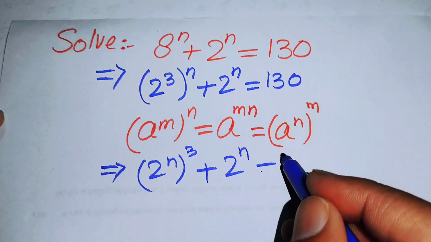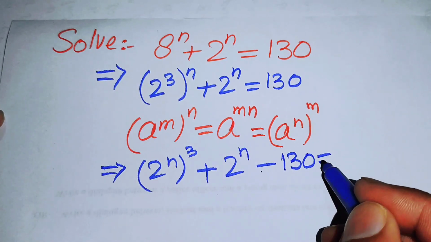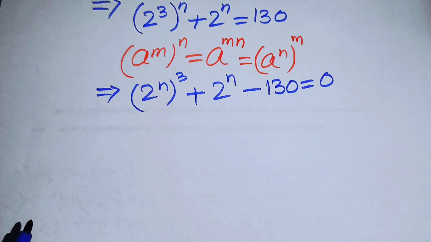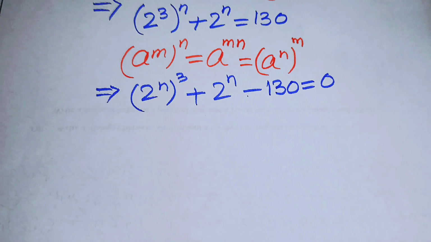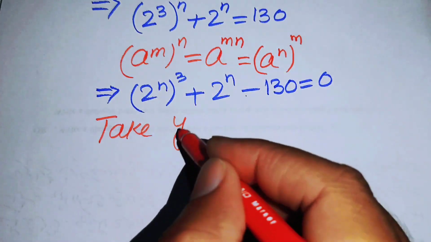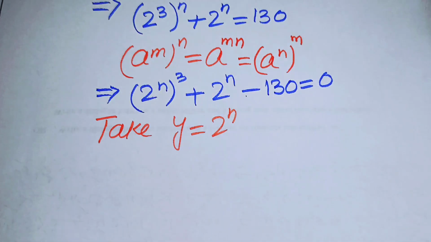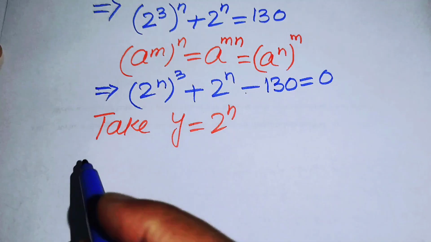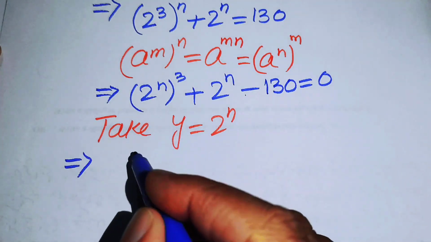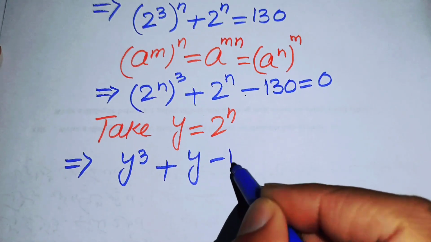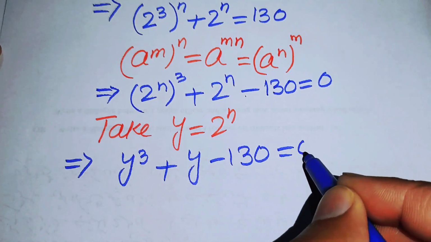We move this 130 to the left hand side, equals 0. And now in the next step we will convert this exponential equation into a simpler form, so that here we can take y equals 2 to the power of n. So when you take y equals 2 to the power of n, then the above equation will become y cubed plus y minus 130 equals 0.